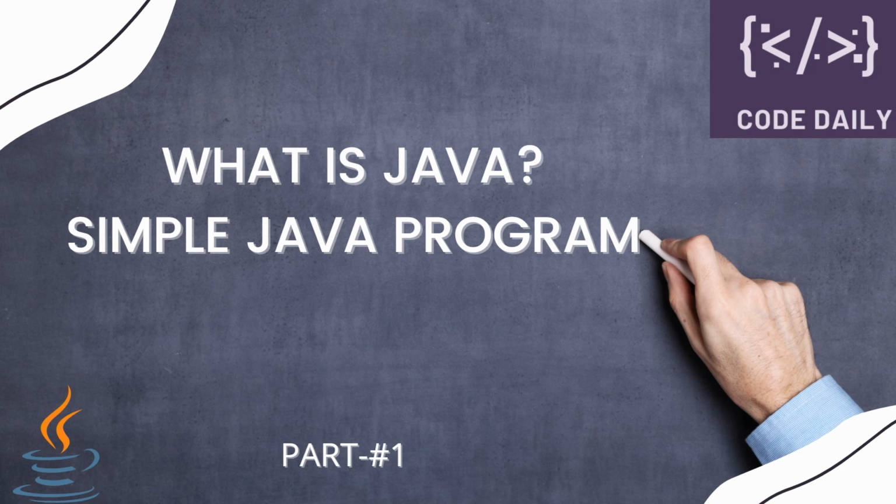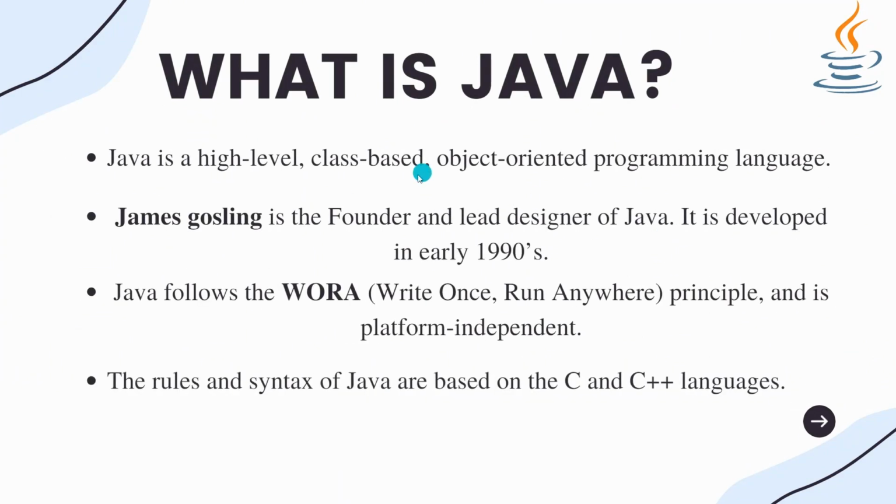Let's try to understand what is Java. Java is a high-level class-based object-oriented programming language. That means Java follows all the principles of object-oriented programming language. James Gosling in the early 1990s designed Java. Firstly, it was known as Oak and later it was renamed to Java.